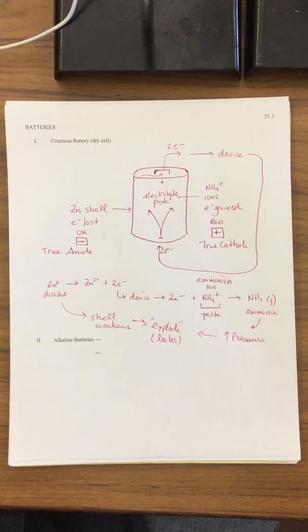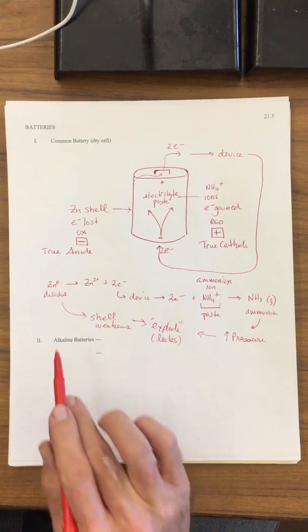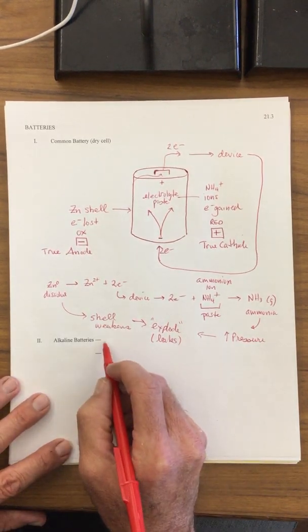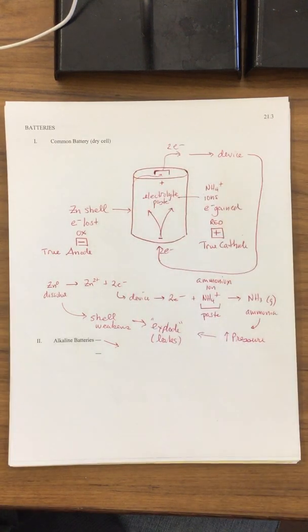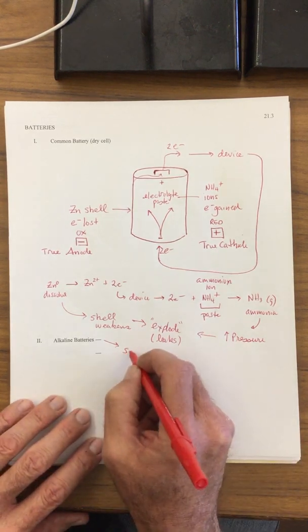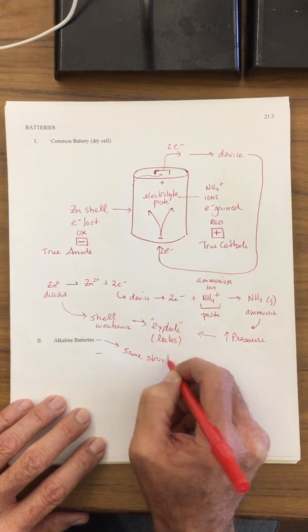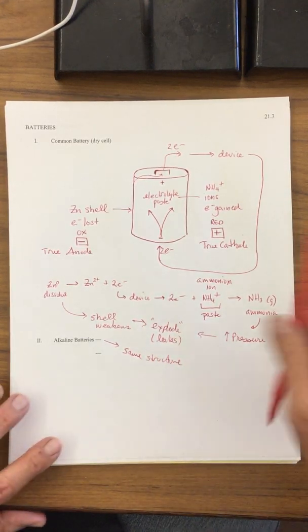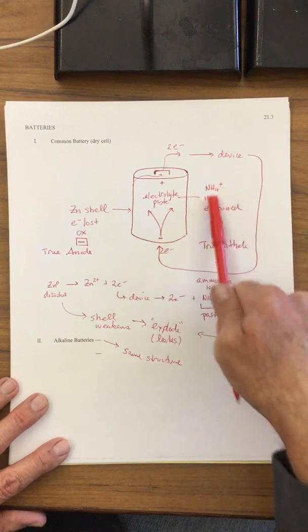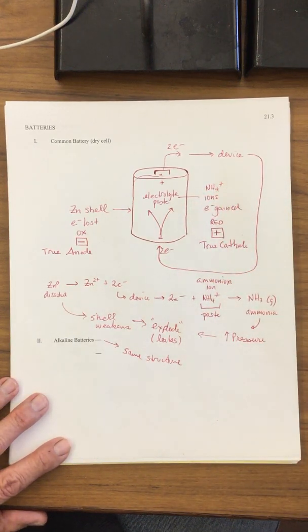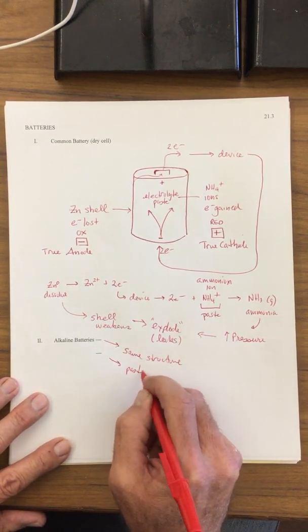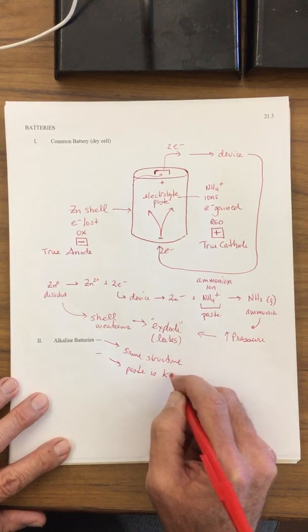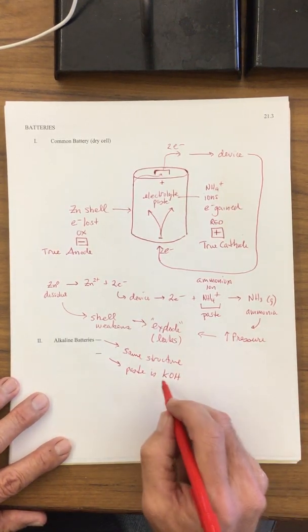So that's a common battery. Let's take a look at what alkaline batteries are. I'm running out of space here. So alkaline batteries have the same structure as your common battery. So it's still a dry cell. It has the same structure, except instead of having a paste that's filled with ammonium, which is NH4, the paste is filled with something else. The paste is potassium hydroxide, KOH.